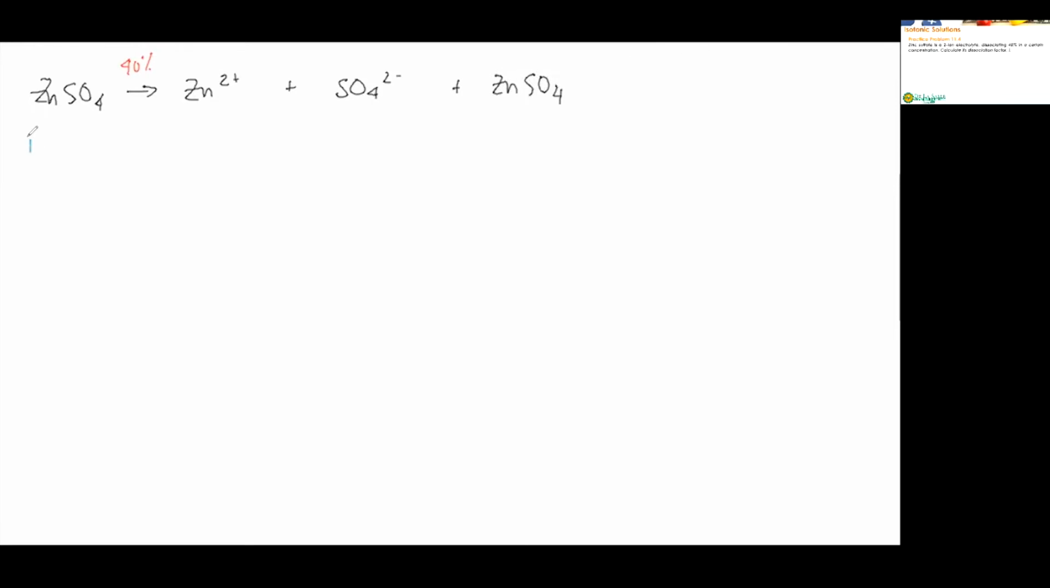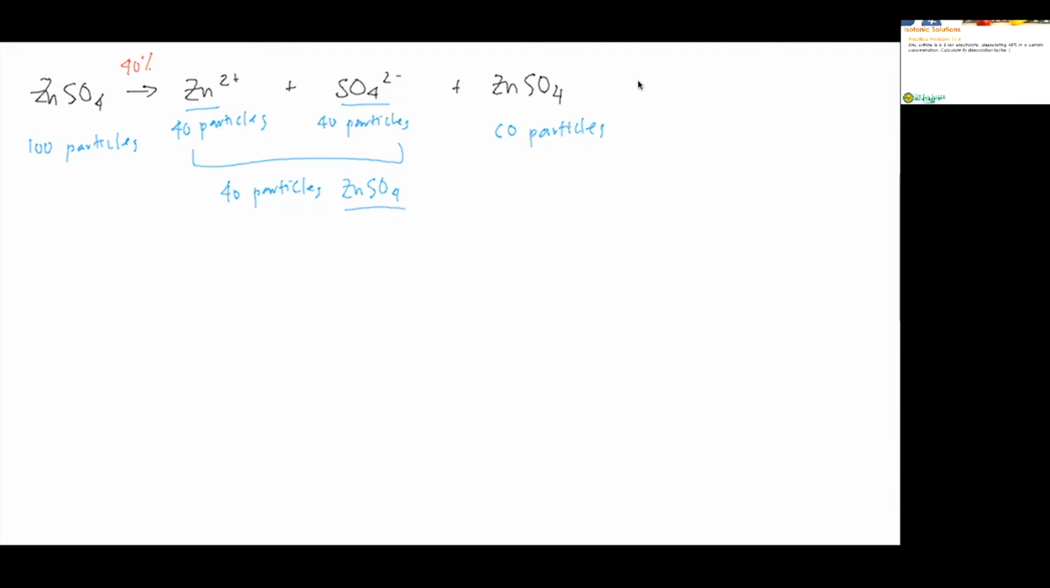Now, if we assume again that we begin with 100 particles of zinc sulfate, then there would be 60 particles of undissociated zinc sulfate. And the remaining are 40 particles of dissociated zinc sulfate, which become zinc ions and sulfate ions. Because 1 mole of zinc sulfate produces 1 mole of zinc ion, then the number of particles of zinc ion will also be 40 particles. And because 1 mole of zinc sulfate produces 1 mole of sulfate ions, then there will also be the same number of particles of sulfate ions.